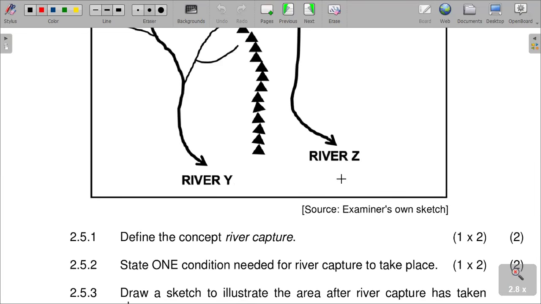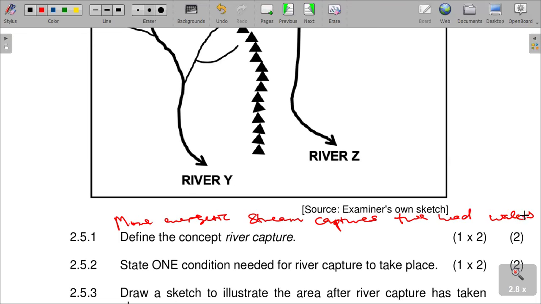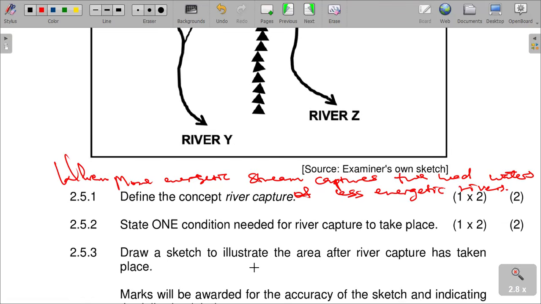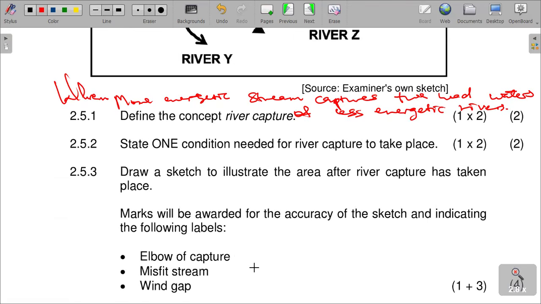River capture is when a more energetic stream captures the headwaters of less energetic streams or rivers. That's what you call river capture.